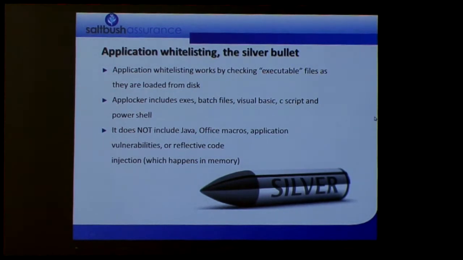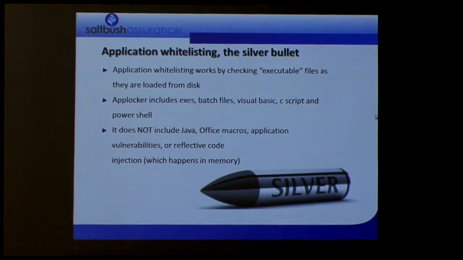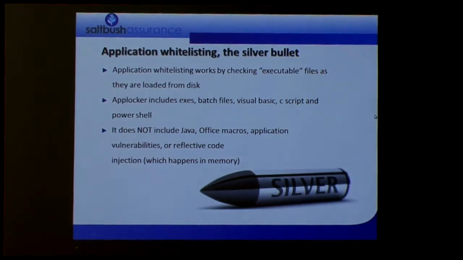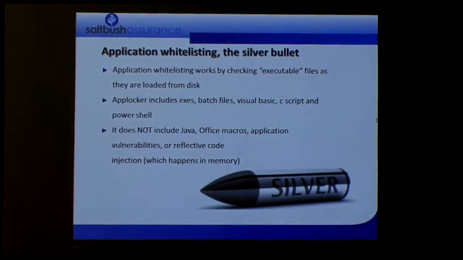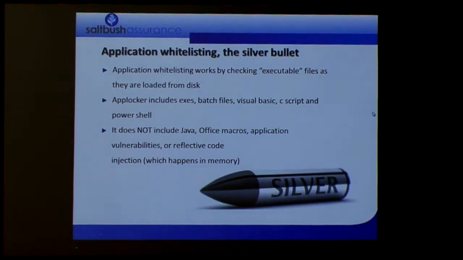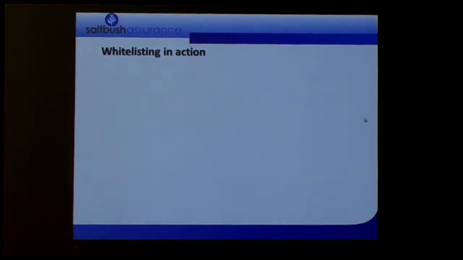So that works by checking an executable file that's loaded from disk. It includes batch, executable, Visual Basic script, VB script. Fortunately, it doesn't get Java, Office macros, application vulnerabilities, or reflective code injection, which is what Interpreter does when you bounce between different processes, or you load new stuff into memory. So it's not that great.